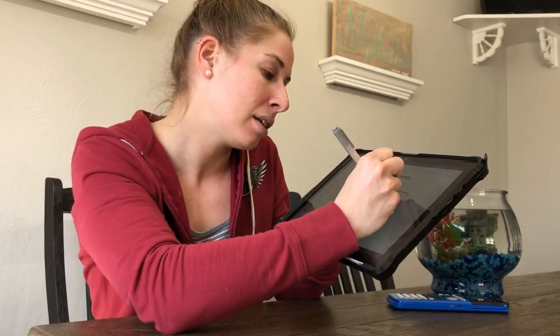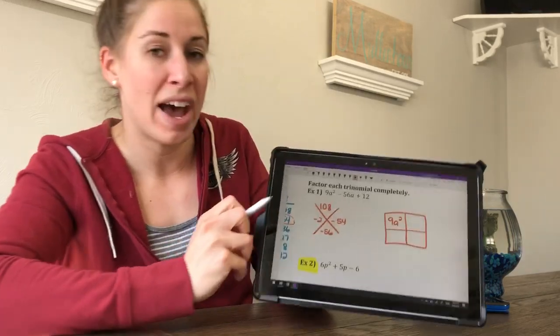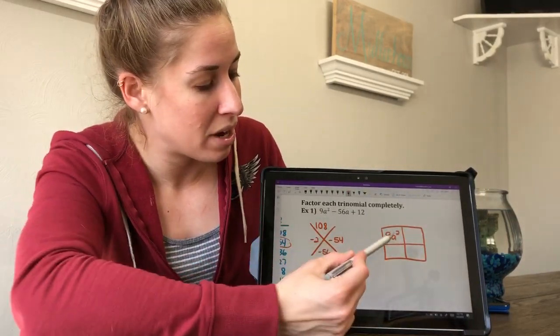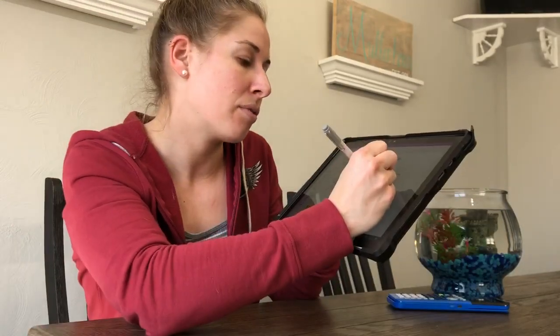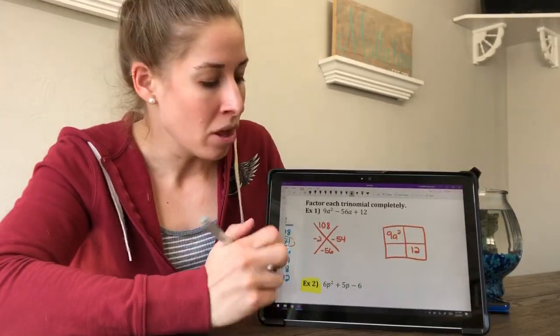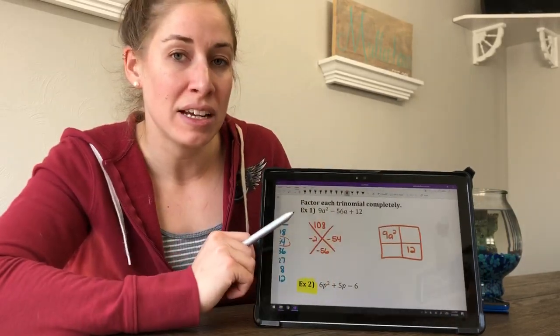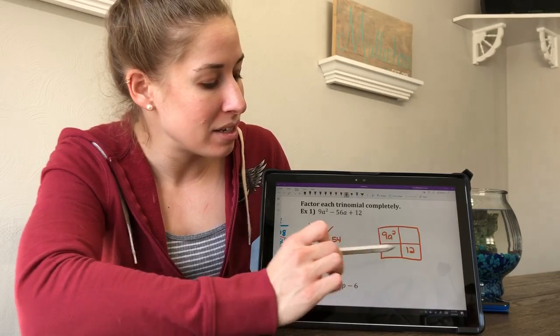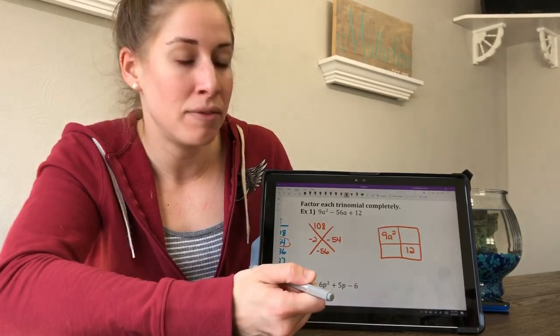You're going back to the original trinomial that you're trying to factor. So this 9a squared goes in the top left box. The constant term, the 12, goes in the lower right-hand box. We're not using the 108 at all, okay? We're not even using the negative 56. What we're using for the other two boxes are the two numbers that we just came up with in our X. So the negative 2 and the negative 54.